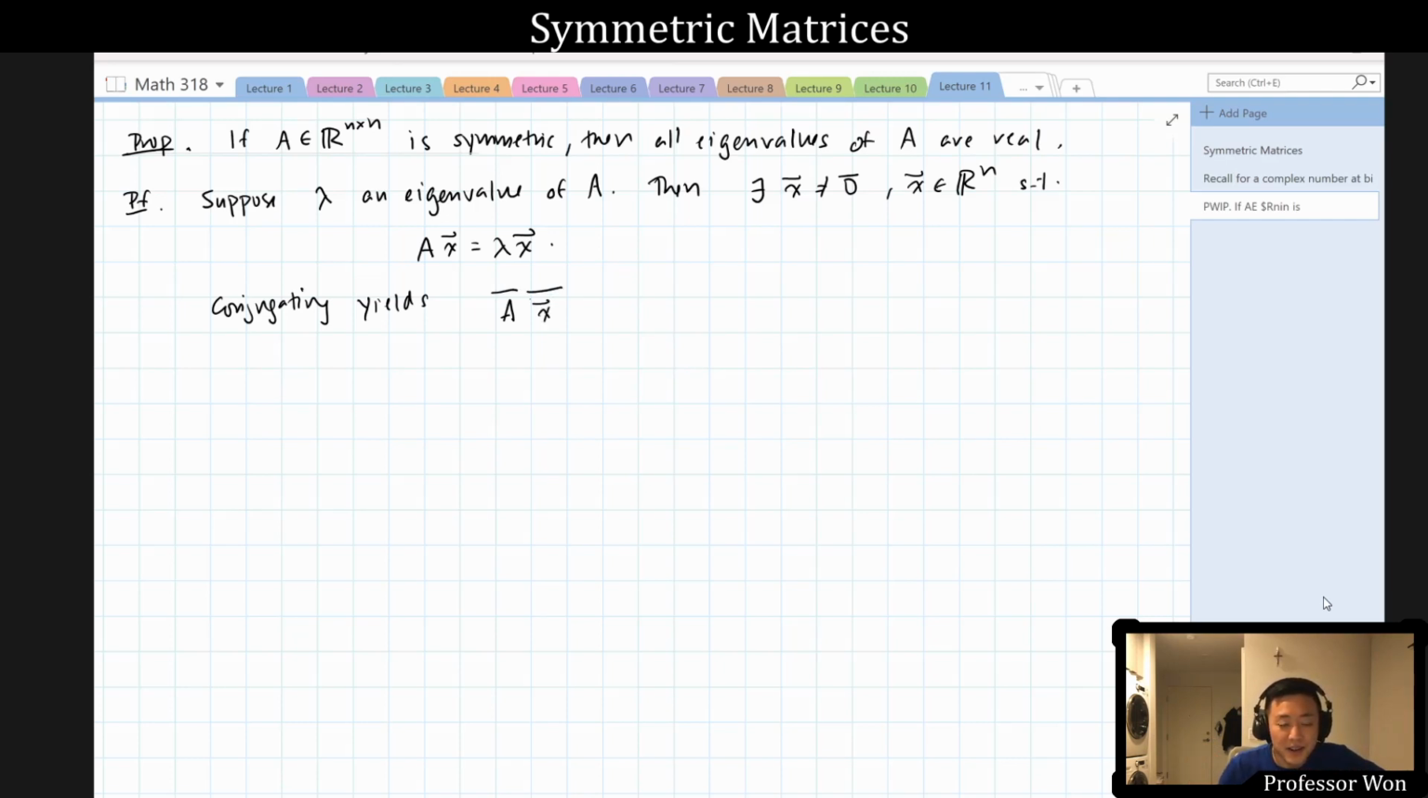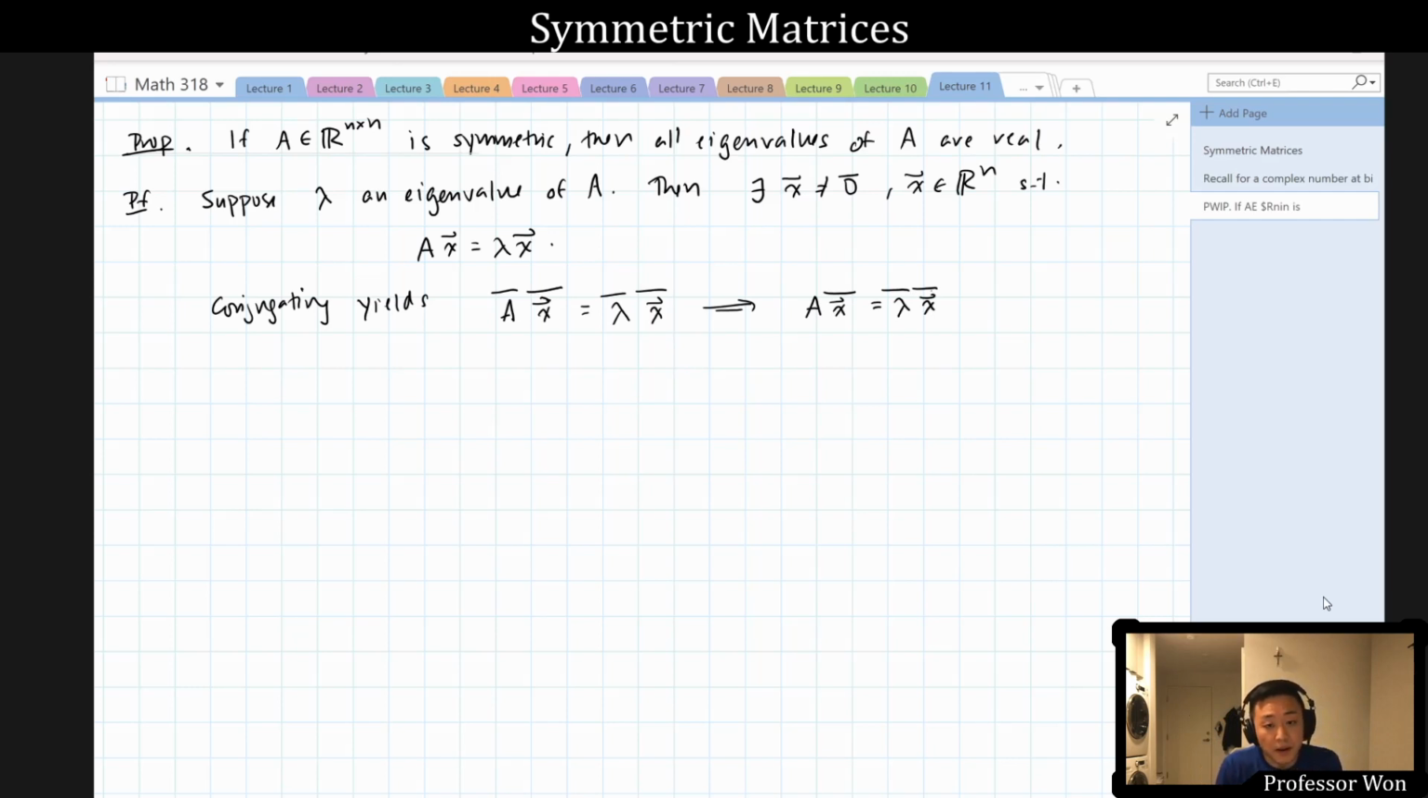Okay, so I've been drawing arrows on the top of my vectors, and now I want to draw a bar on top of an arrow. So I'll try to be careful that my arrows look like arrows and my bars look like bars. This is equal to lambda bar times x bar. But remember that A is real, which means that A bar equals A. So A times x bar equals lambda bar times x bar.